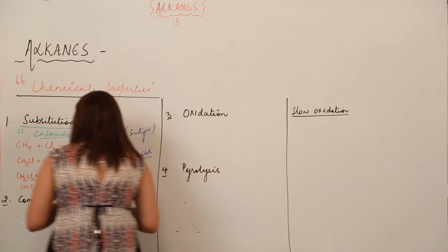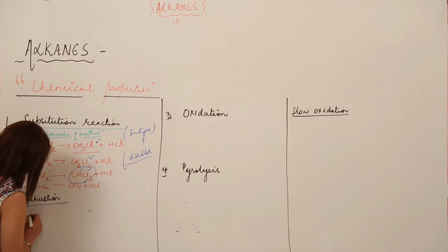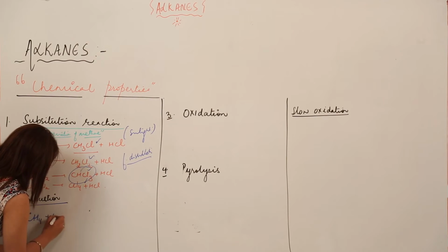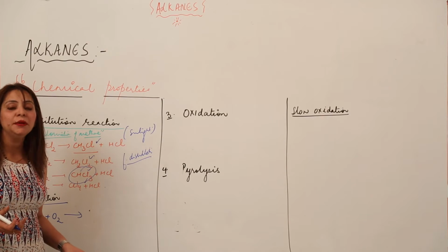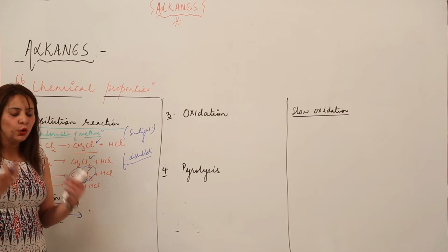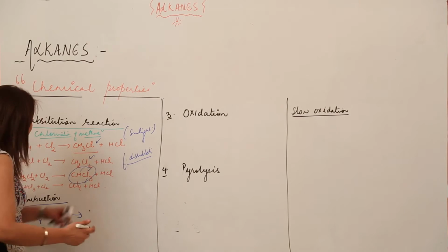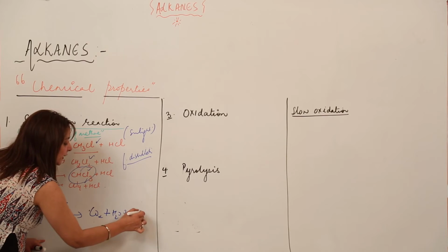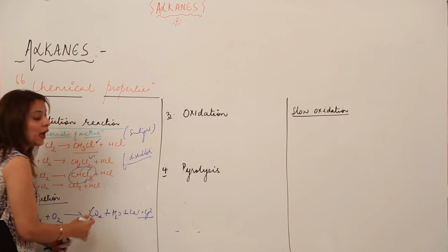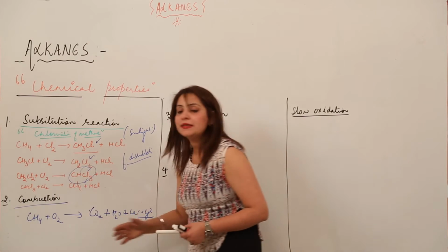Now the second property is combustion. So what happens when we burn alkanes? When we burn alkanes, obviously, since it is a hydrocarbon, it has nothing other than C and H. So it is going to produce CO2 and H2O plus heat and light. So this is how the combustion of alkanes takes place.